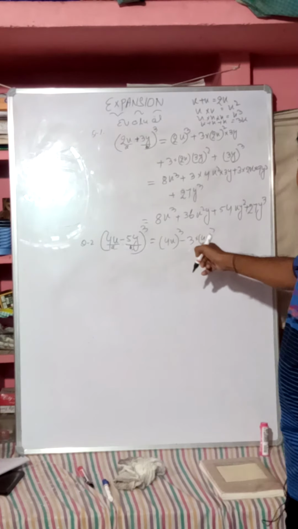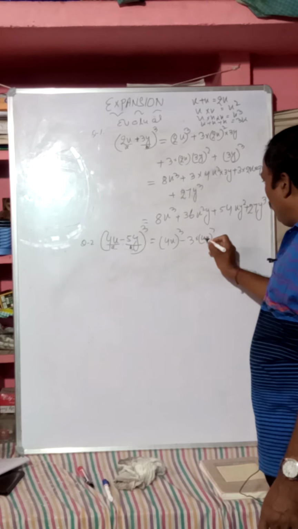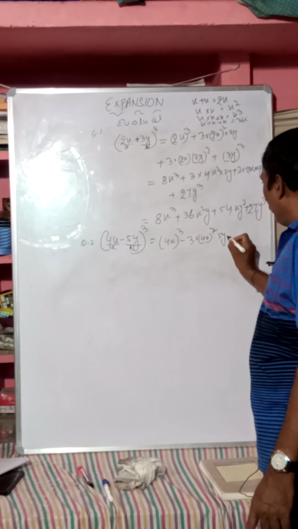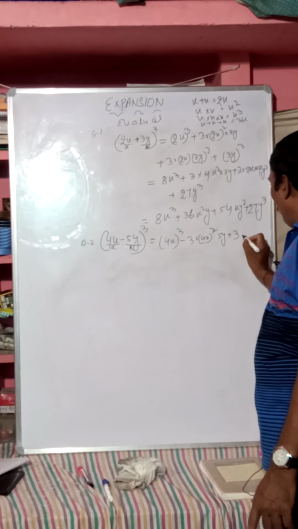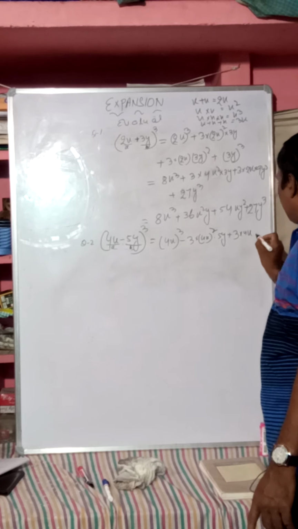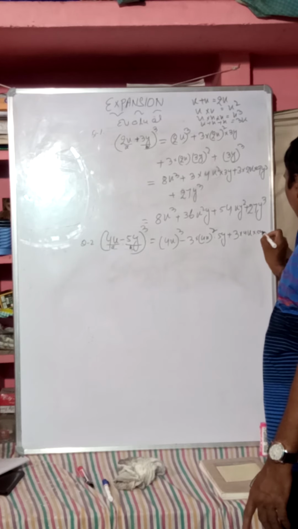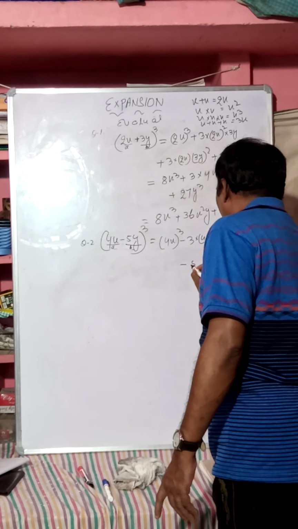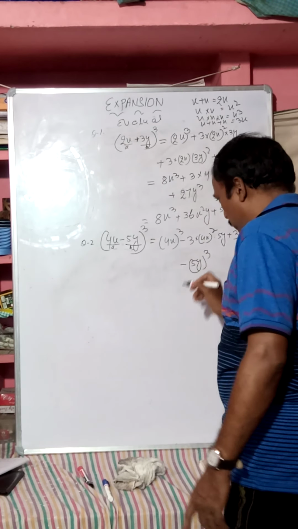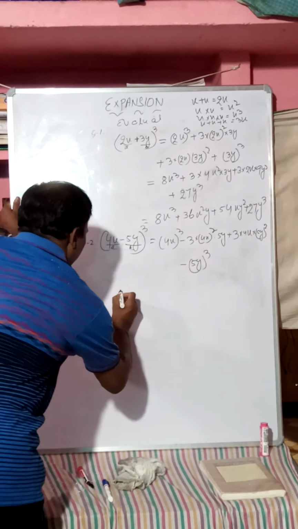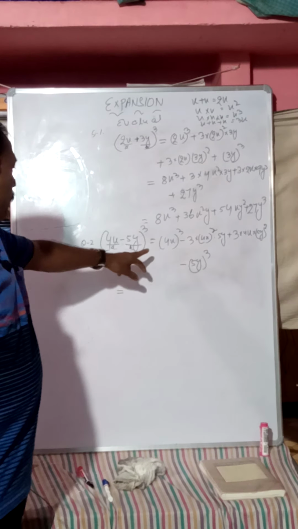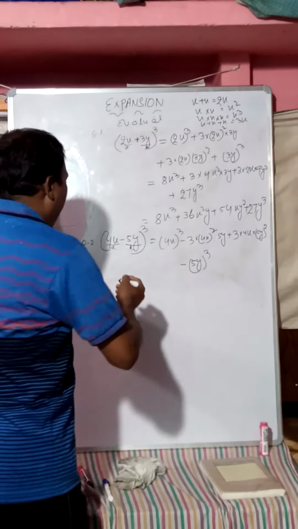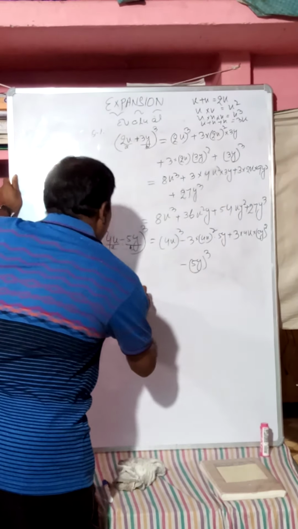Putting brackets is very important. 3 into (4x) whole square into 5y, plus 3 into 4x into (5y) whole square, minus (5y) whole cube, that is equal to (4x) whole cube. 4 whole cube: 4 fours are 16, 16 fours are 64.